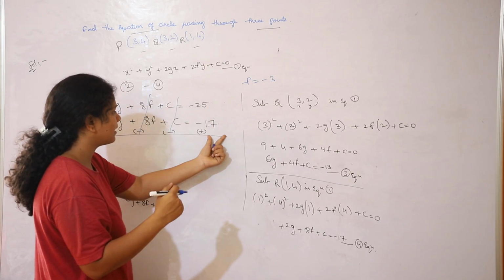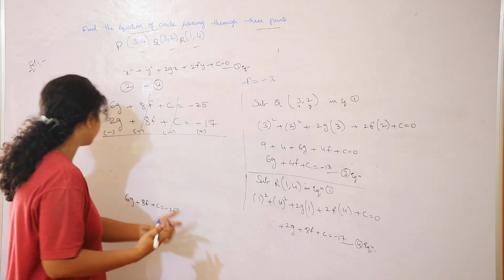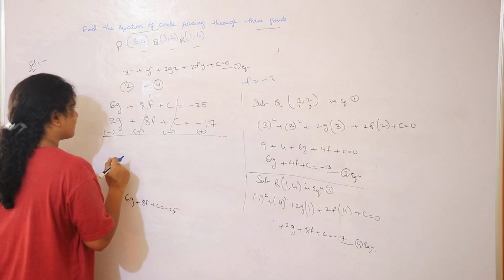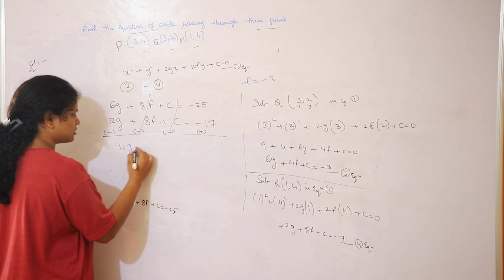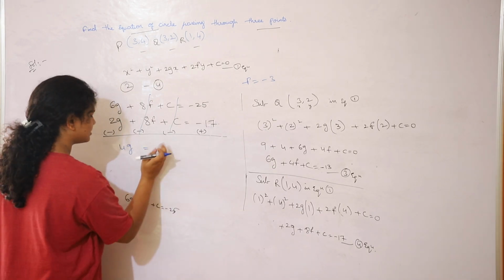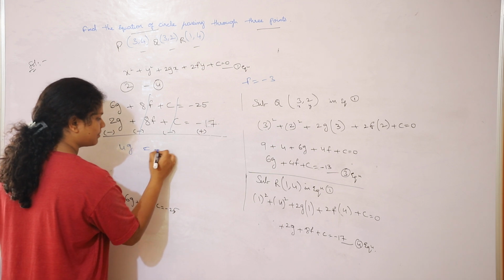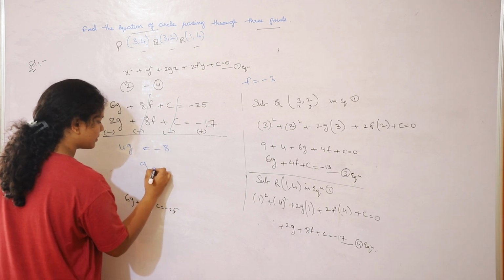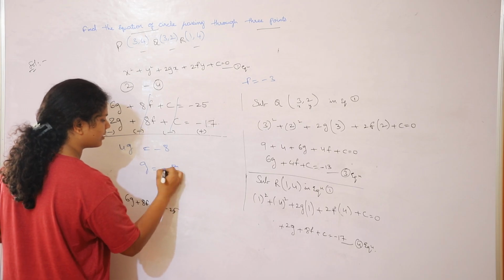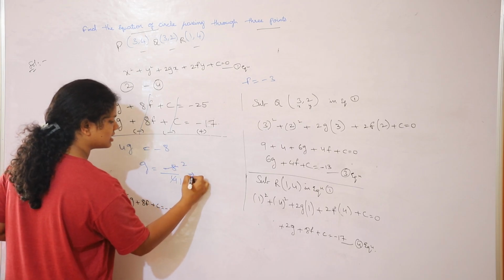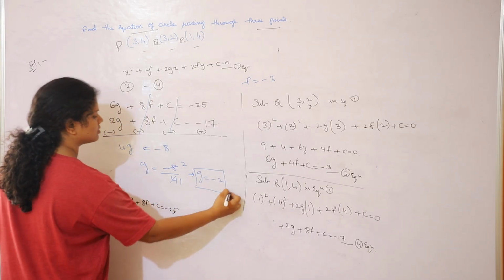Minus 25 plus 17 is minus 8, right? That's true, 8. 6 minus 2 is plus 4g, because 6 minus 2 is 4, right? So 4g equals minus 8, where g equals minus 8 upon 4. 4 times 1, 4 times 2, where g equals minus 2. Minus 2.